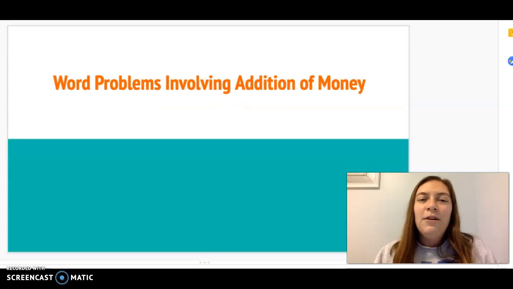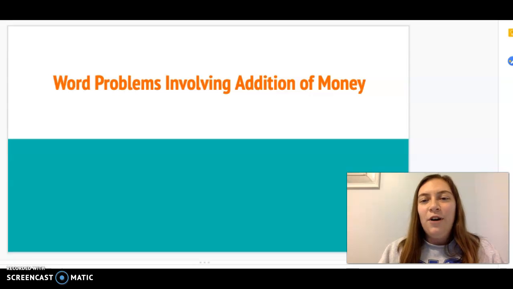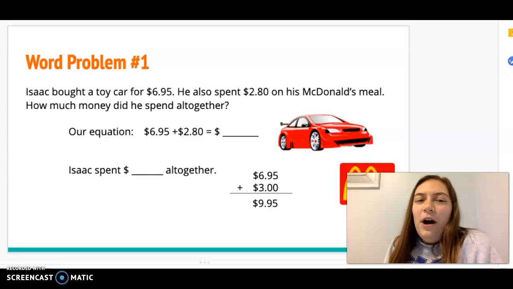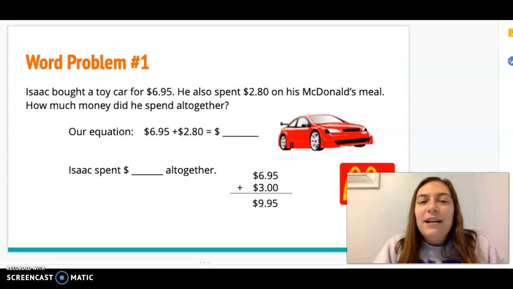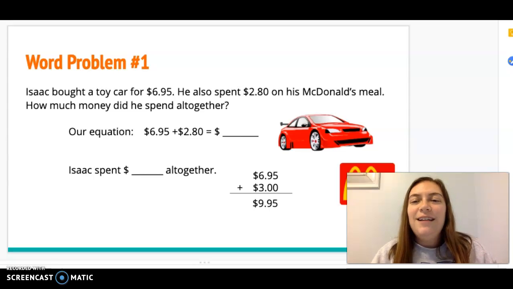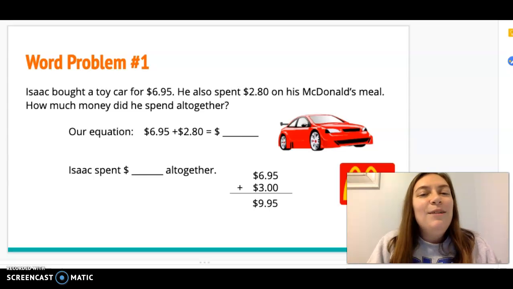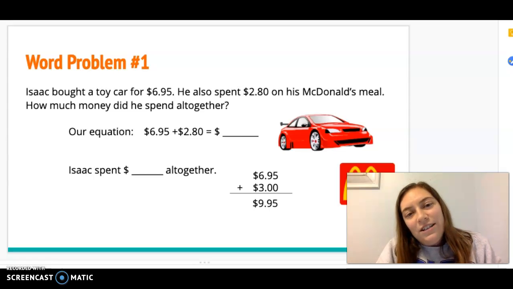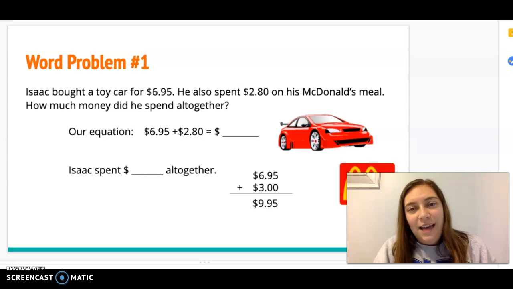So the first thing we're going to do is word problems involving addition of money. Our word problem number 1 is: Isaac bought a toy car for $6.95. He also spent $2.80 on his McDonald's meal. I'm so jealous of Isaac. How much money did he spend altogether? So what is our question here? We need to know how much money he spent altogether.